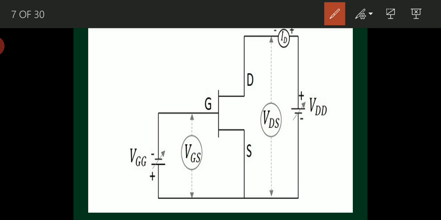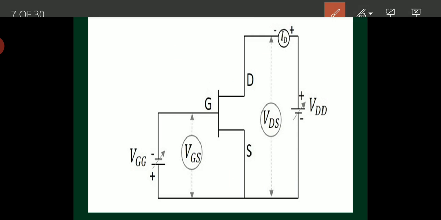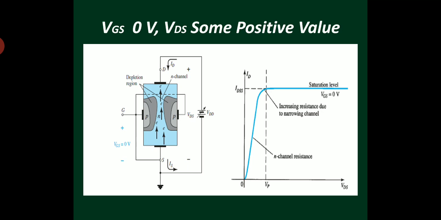So let us see the circuit diagram and this schematic. Case 1, when VGS equal to 0 volts and VDS equal to some positive voltage. VDS means VDD, right? Likewise in BJT, we will draw input characteristics and output characteristics.